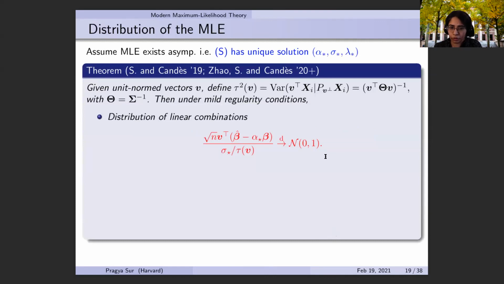So what is the distribution of the MLE? We worked on this over a series of two papers. In the earlier paper, we were looking at IID Gaussian designs, and then we generalized it to designs with general covariances. So what we are able to show is the following.